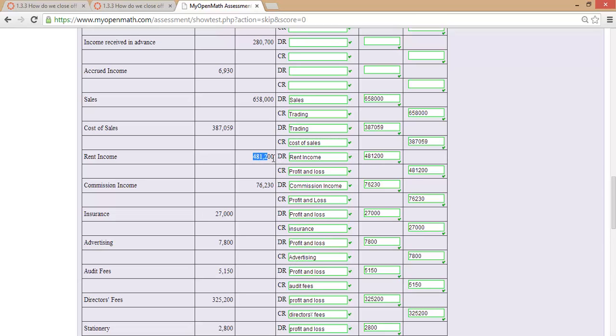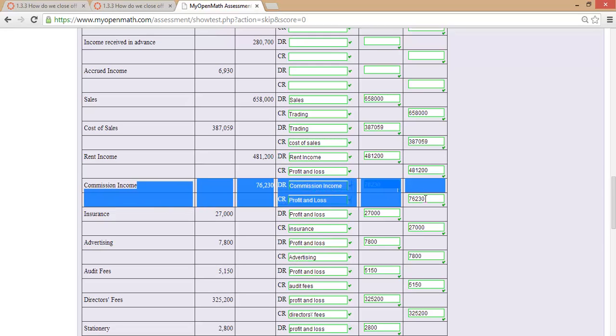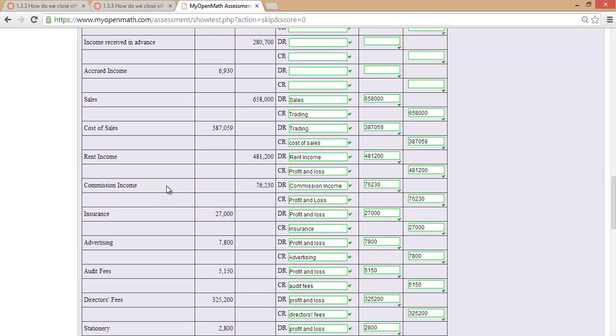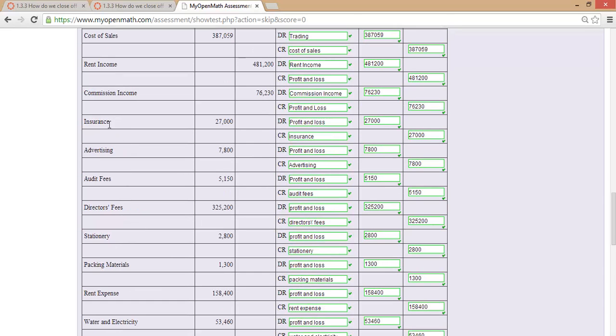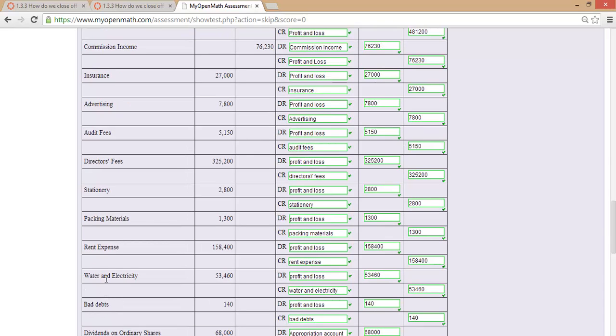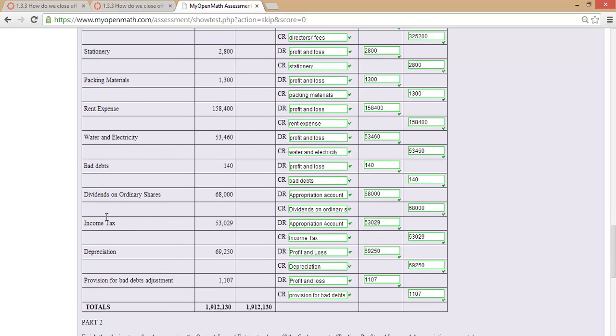Quick and easy way, it's got a credit total, so to close off a credit we need to put a debit rent income, and the account will be closed off. The same thing for commission income, exactly the same principle follows there. Then if we look at our other expenses, there's many of them: insurance, advertising, audit fees, directors fees, stationery, packing materials, rent, water and electricity, bad debts, not dividends or income tax, but also depreciation and provision for bad debts. All of them are going to be treated in exactly the same way.